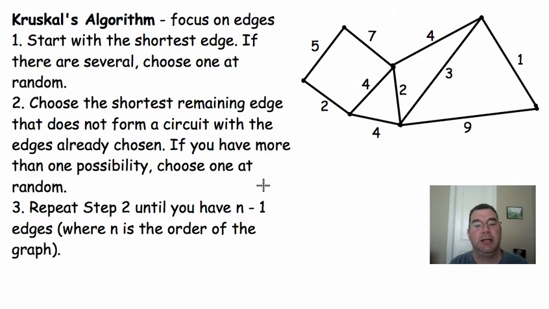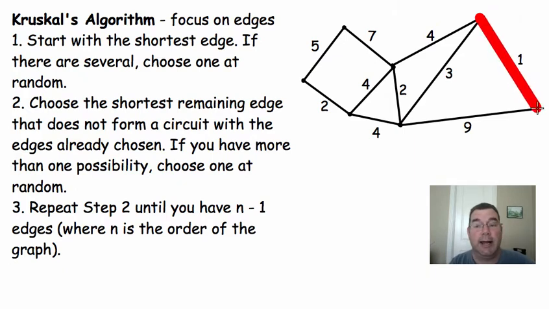And we keep choosing the shortest remaining edge that's left from the ones I haven't chosen yet, as long as it doesn't make a circuit with the edges that I've already chosen. All right, and I just keep doing that until I've got n minus 1 edges, n meaning the number of vertices. In this case, I've got 7 vertices, and I'm going to keep going until I have 6 edges, and then I'll be done.